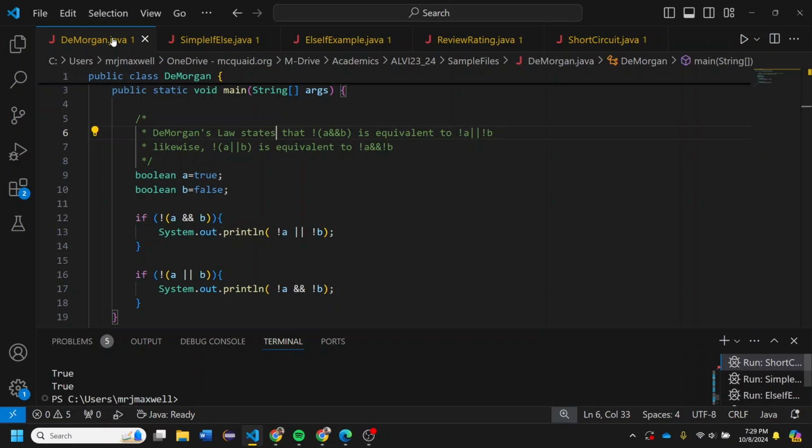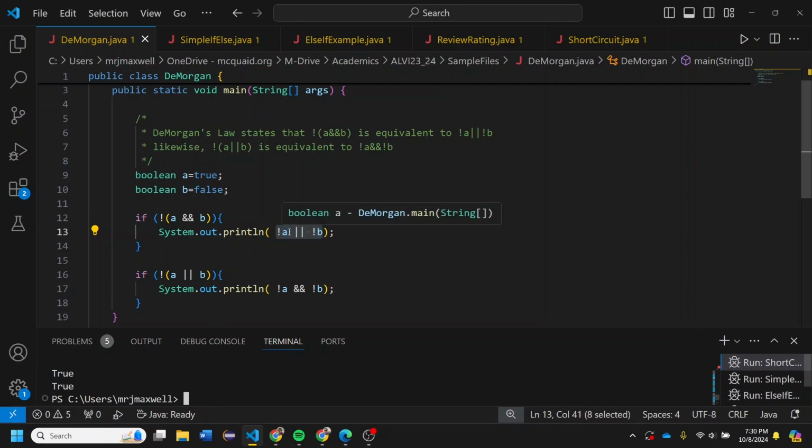So here's an example. A is true and B is false. A and B evaluate to false. And what is not false? This being the not sign. What's not false? True. And so what happens here? We output that and it says true.